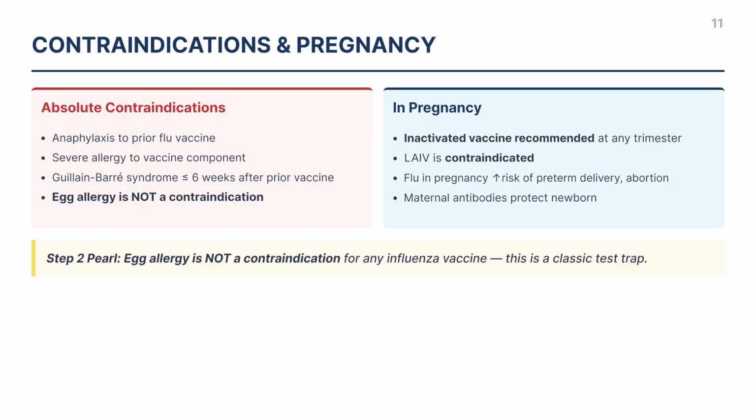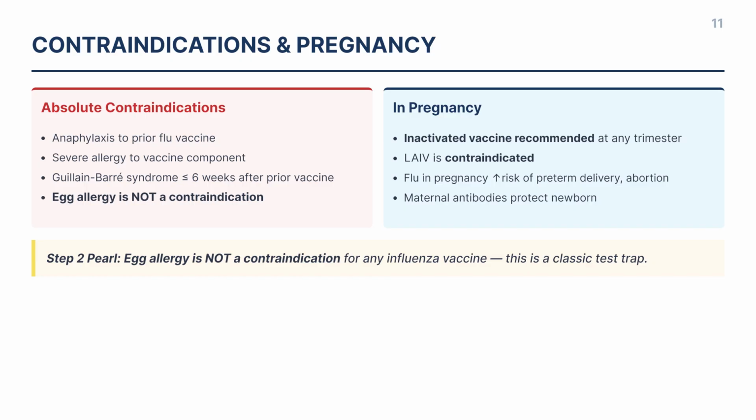Vaccine contraindications are commonly tested. Absolute contraindications for all influenza vaccines include anaphylaxis to a prior flu vaccine, severe allergy to any vaccine component, and Guillain-Barré syndrome occurring within 6 weeks of a prior flu vaccine. Importantly, egg allergy is not a contraindication for any influenza vaccine, even though most vaccines are egg-based.